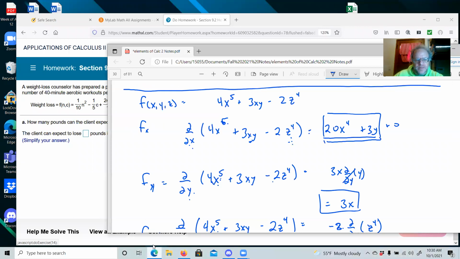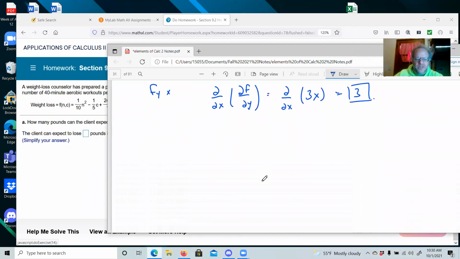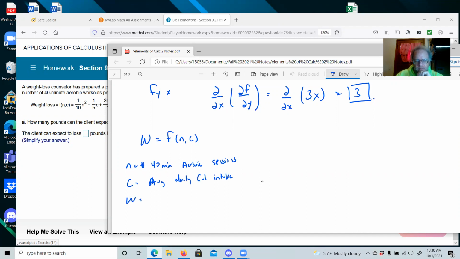When they start messing with units like that, I want to make sure I keep paying attention. So we'll say W is equal to F of N, C. N equals number of 40-minute aerobic exercises. C equals average daily calorie intake. W equals pounds lost per week.